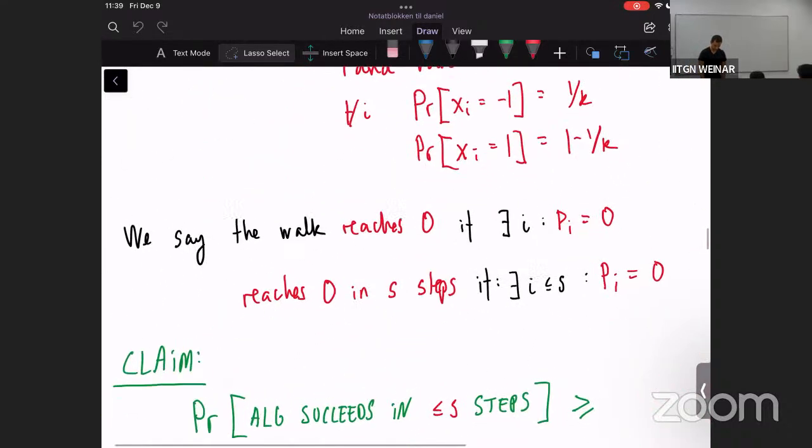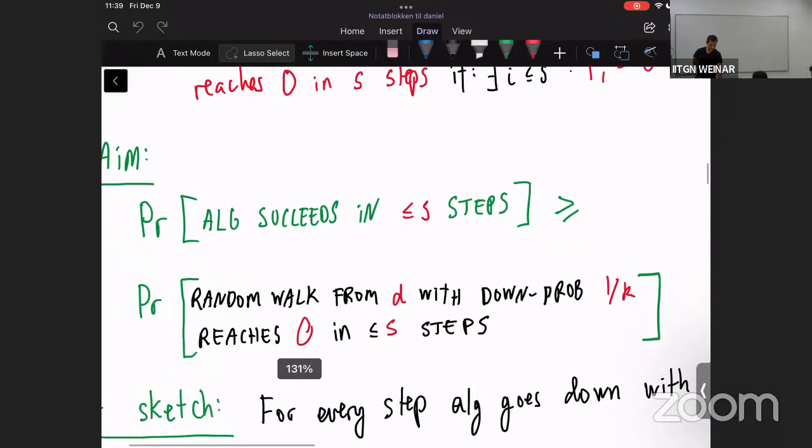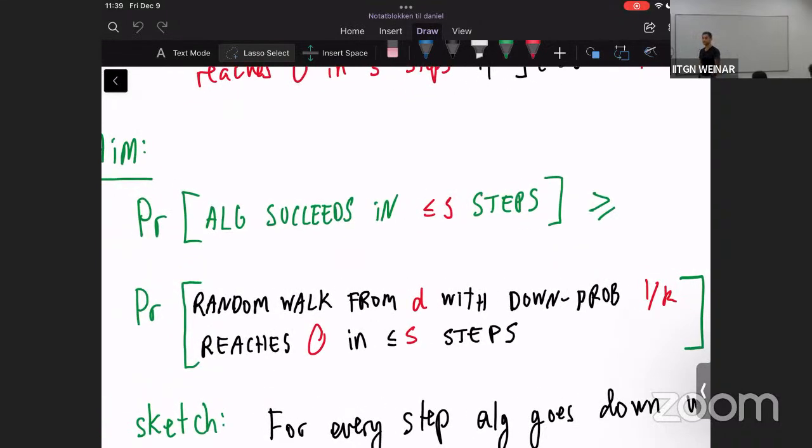Okay, so we've defined what it means for the walk to reach 0, and we've defined what it means for the walk to reach 0 in s steps. And here's the claim. The claim is that for any integer s, the probability that the algorithm succeeds in at most s steps is at most the probability that a random walk from D with down probability 1 over k reaches 0 in at most s steps. And this is an intuitively obvious statement. However, if you want to actually prove correctness, you need to prove it.